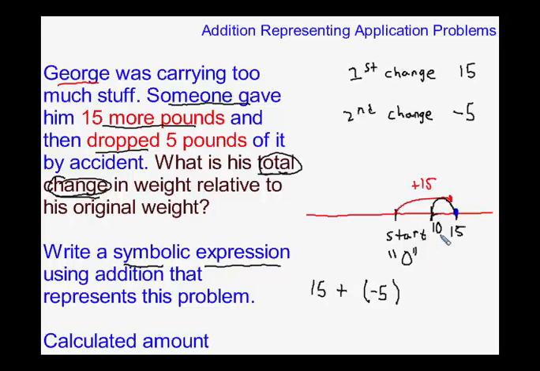So again, this does not mean that he's carrying 10 pounds. It's the total change, which means he's carrying 10 pounds more than what he started at. And we'll never know what he started at because it wasn't given in the problem. So the calculated amount was if you gain 15 pounds of weight and you drop 5 pounds of that weight relative to whatever you started carrying, then the change would be that you're carrying 10 pounds more than what you started with. So the calculated amount would be 10, technically 10 pounds, but I believe in Math AS you can simply type the number 10 in to get credit for the question.